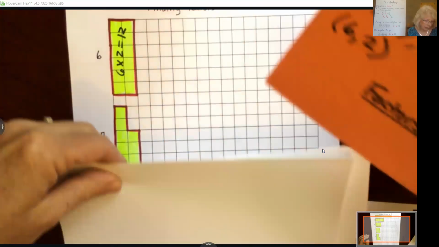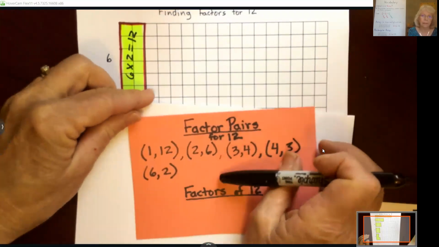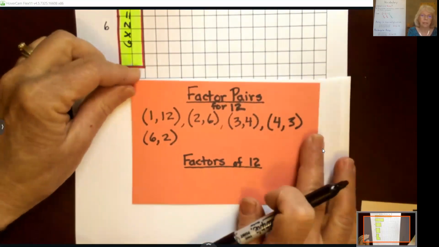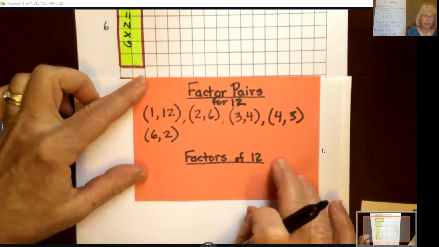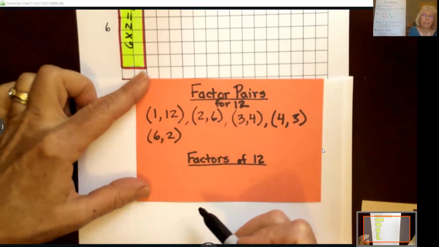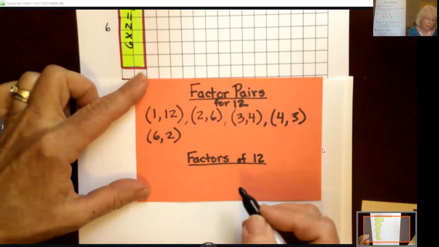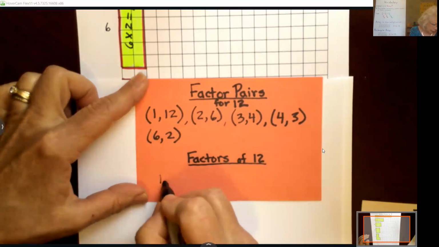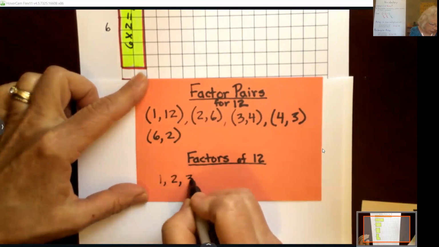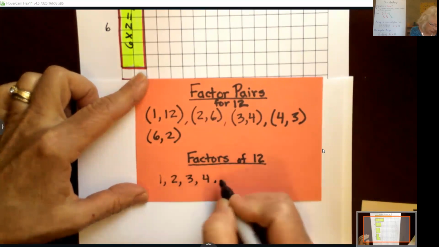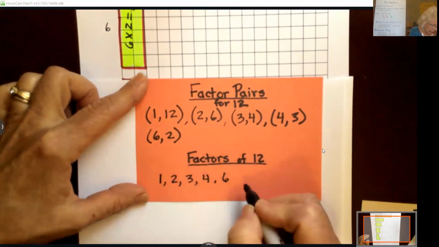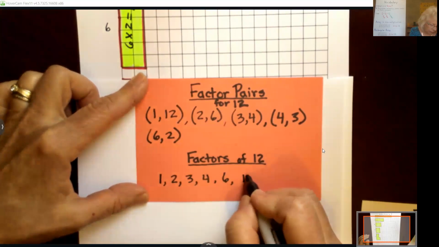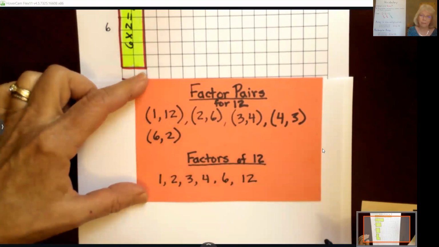So let's take a look at how we go from factor pairs to factors. What we do is we take the individual numbers and we list them in counting order. So it looks like this: 1, 2, 3, 4, 6, and then don't forget 12. All right, and then we're done with that one.